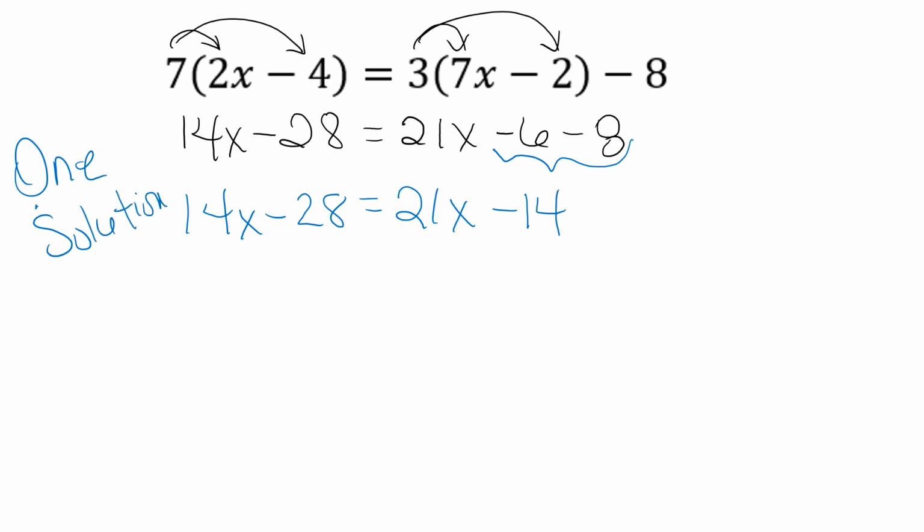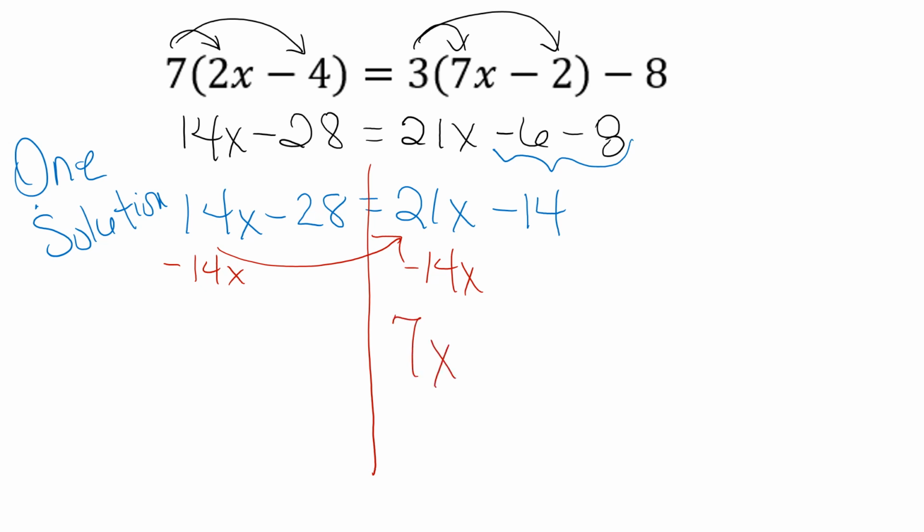So we want to solve for that variable. So we're going to move my 14x over. So negative 14x, negative 14x. So 21 minus 14 would give me 7x. I need to also move the negative 14 that is on the right-hand side over. So I would add 14 to both sides.